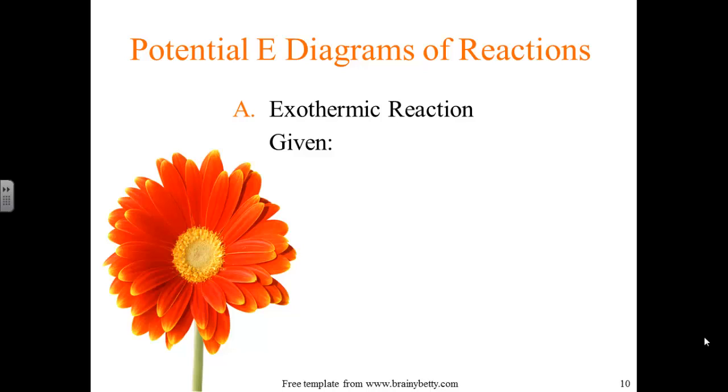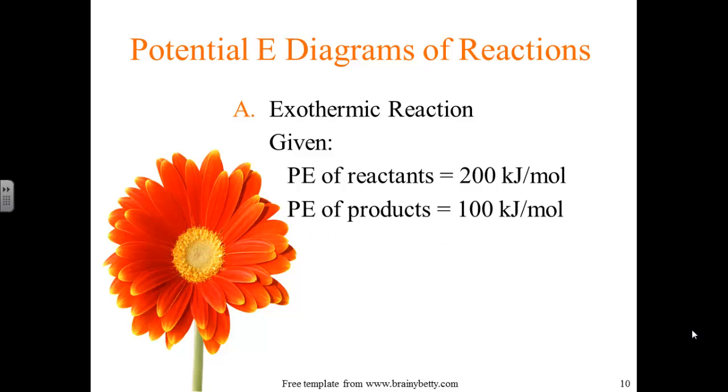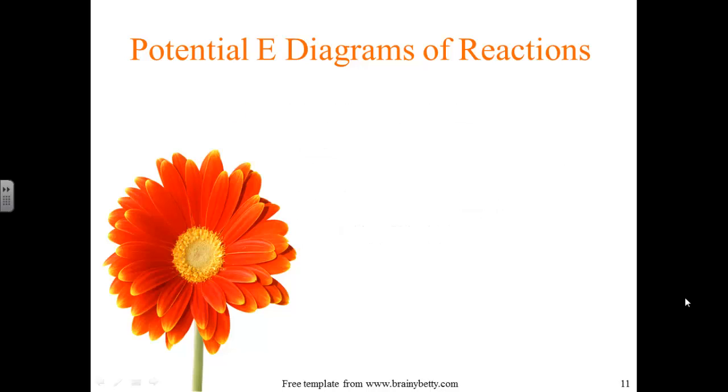This time we're going to have data points to plot, so we'll be given 3 pieces of information for each graph. The potential energy of the reactants to start with, the potential energy of the products when the reaction is done, and on this one, we're given that the activation energy is 200 kilojoules per mole. This tells us how much more energy we need in order to get that reaction to occur. Let's put that on a graph.